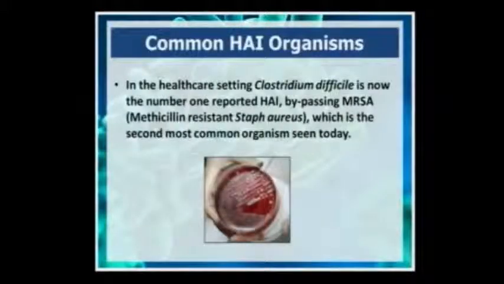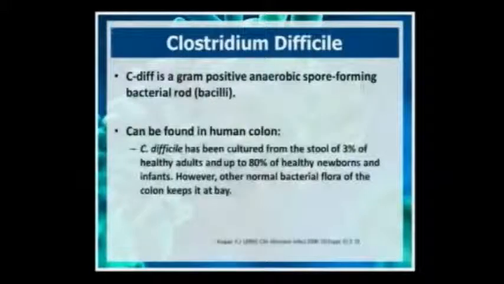So let's talk briefly about some common HAI organisms. Clostridium difficile currently is the most prevalent organism that we're seeing in healthcare. If you don't know what Clostridium difficile, or C. diff, is, it is a spore-forming organism that causes diarrhea. It's normally found in the human colon, has been cultured in large numbers of newborns, and then as time goes on, it's less and less prevalent in the gut. But it works at a balance in the gut, just like everything does in our body, and it's okay to be there normally as long as it's not causing illness.